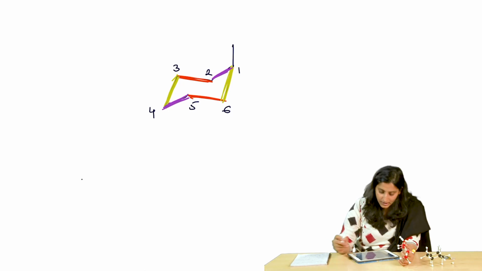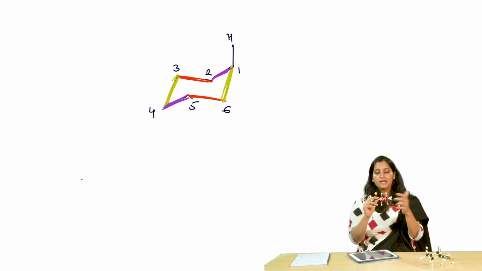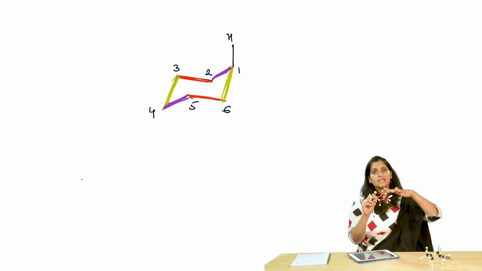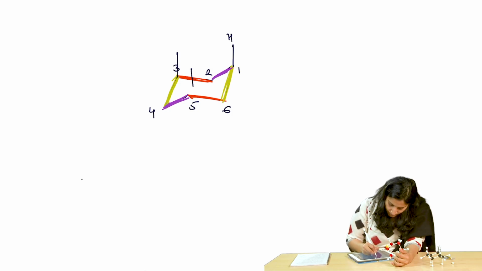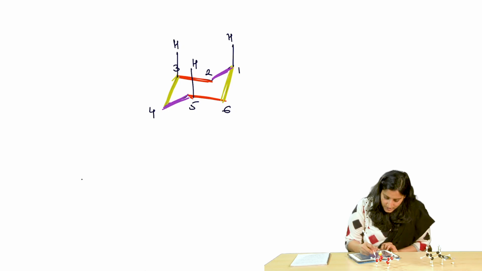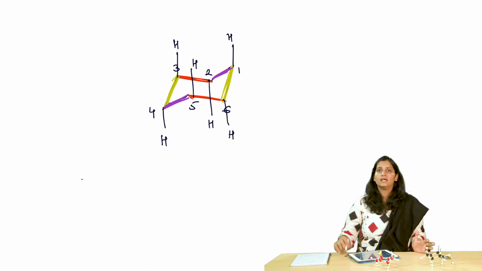Okay. So, now on carbon number 1 we have this axial up. Now, remember that the alternating carbons have the same groups going up. So, carbon number 3 and 5 will also have axial up. Carbon numbers 2, 4 and 6 will have the groups going axial down. Okay. So, now we are sorted with the axial group.